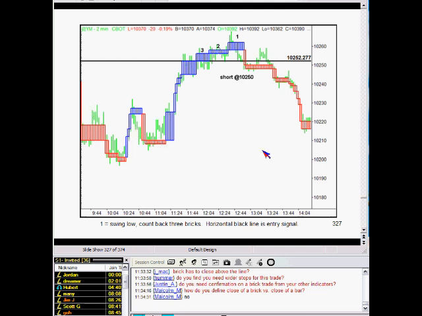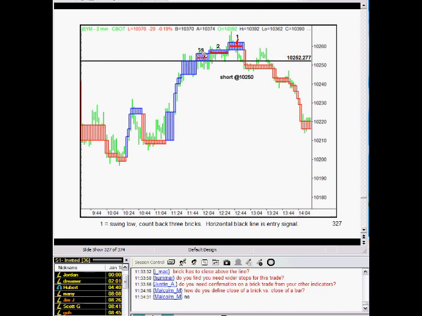All right, so for a brick short, what we do is we find a pivot high, or a swing high. We count back 3 bricks. Brick number 1. This whole little cluster of bricks right here, or blocks, is brick number 1. Count back, this is brick number 2. Brick number 3. The only thing we switch is we draw the horizontal line from the bottom of brick 3.